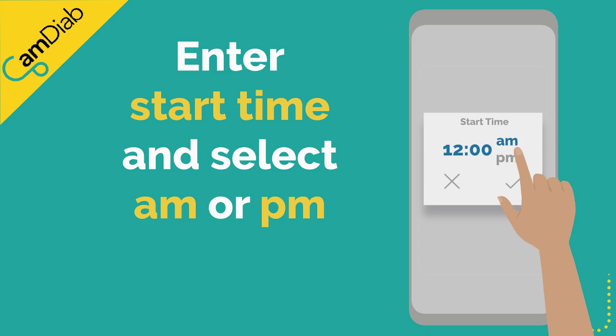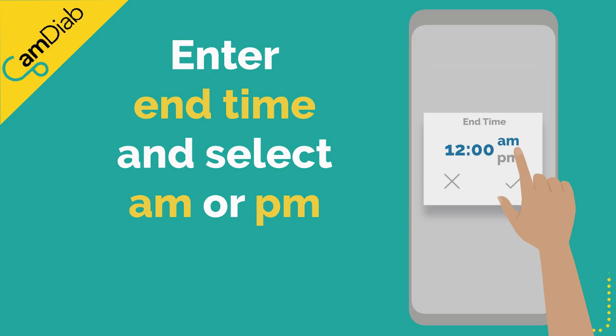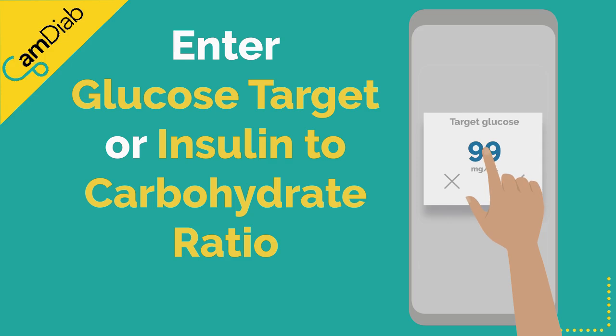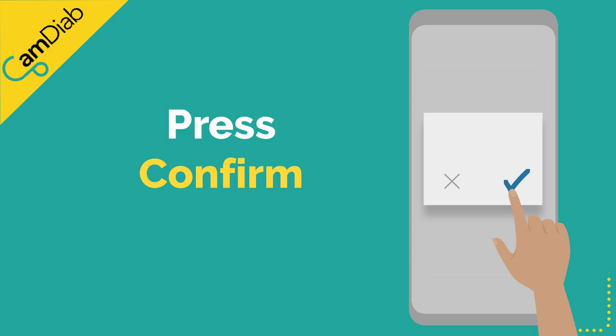Enter your desired start time and select AM or PM. Enter your desired end time and select AM or PM. Enter your desired glucose target or insulin to carbohydrate ratio for the selected time block. Please press confirm to save any changes.